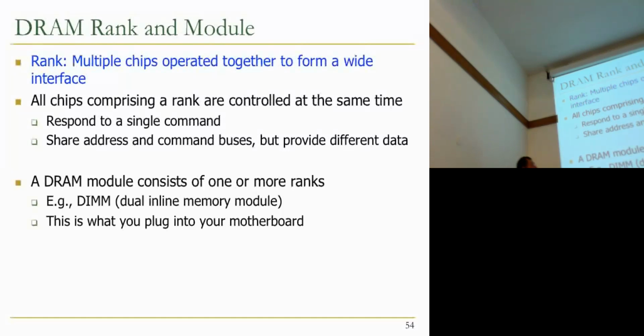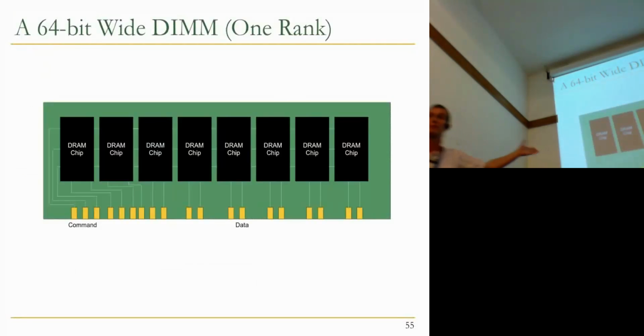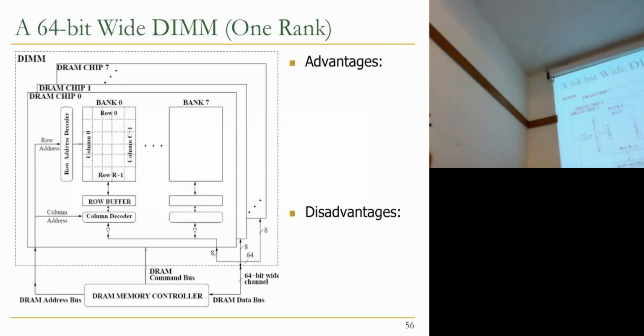And a DRAM module consists of one or more ranks. For example, a dual inline memory module, which I'll show you later, can consist of 1 or 2 ranks. And this is actually what you plug into your motherboard. For example, if you have chips with an 8-bit interface and you want to read 8 bytes in one shot, you put 8 of these chips together, and they all give you a different 8 bits. So you get 64 bits that way. This is a pictorial example: each chip can give you 8 bits, and with 8 chips, you can get 64 bits. And this is another way of looking at it. So this is a 64-bit wide DIMM.